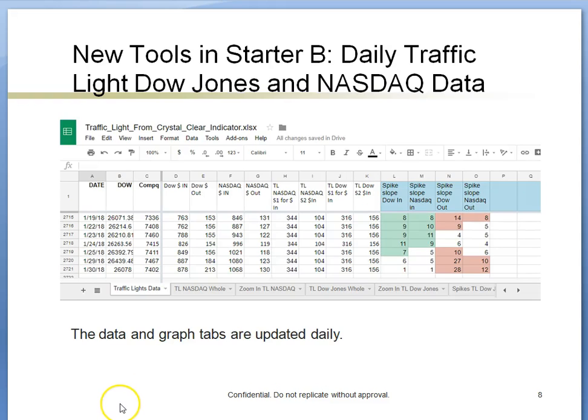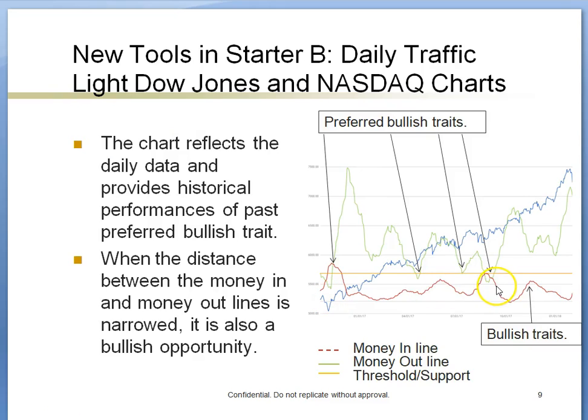Here's a new tool in Starter B, daily traffic light Dow Jones and Nasdaq data. A subscriber can view this data that composes the traffic light Dow Jones and Nasdaq. The information is updated on a daily basis. A subscriber can also access charts. The chart reflects daily data and provides historical performance.